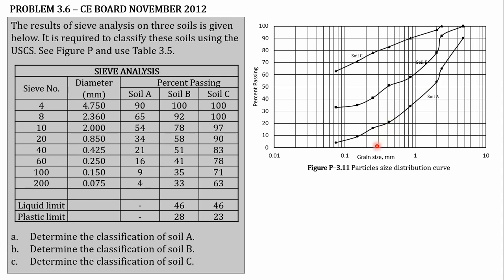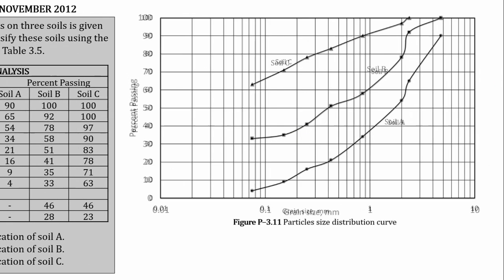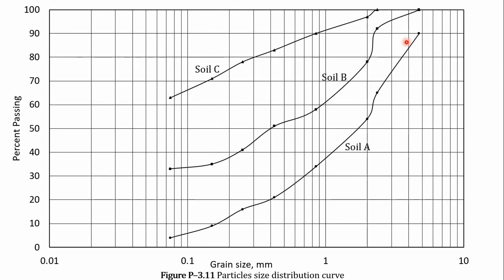So what we will do first, class, is solve the diameter of the particle at 10% finer, at 30% finer, and at 60% finer, to get the coefficient of uniformity and coefficient of curvature. To get these, we will just look at this graph. And to see it better, I will zoom in. Okay, this is our zoomed graph, class.